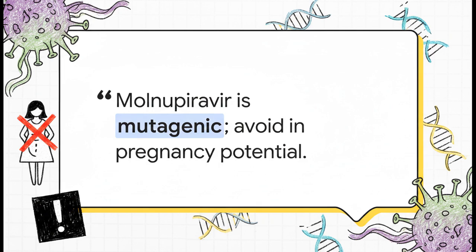Molnupiravir works by intentionally inducing RNA mutations in the virus. And because of that mechanism, it carries a severe black box warning. You must never, ever prescribe molnupiravir if there is any potential for pregnancy. It's highly mutagenic and strictly contraindicated. Do not miss that on test day.